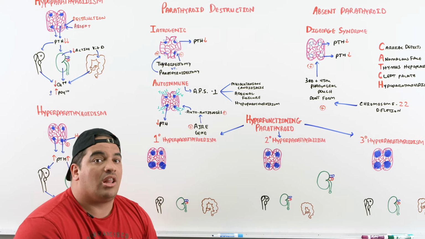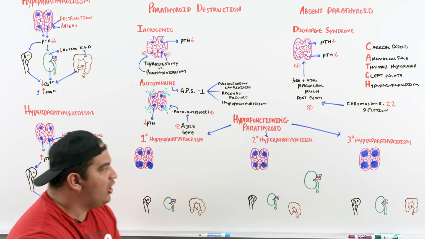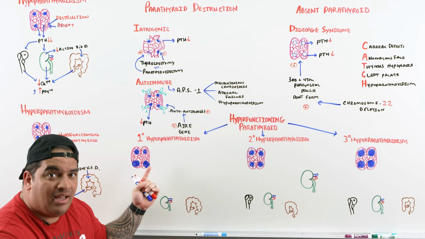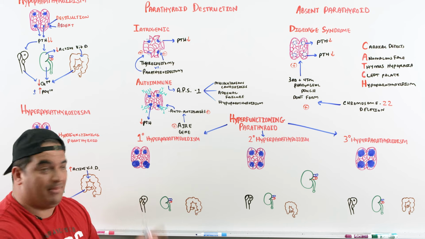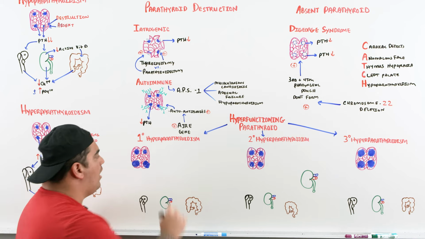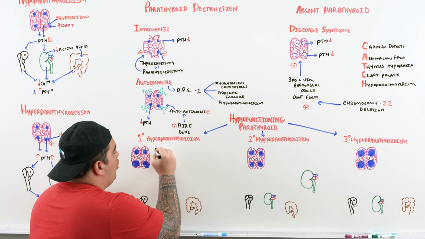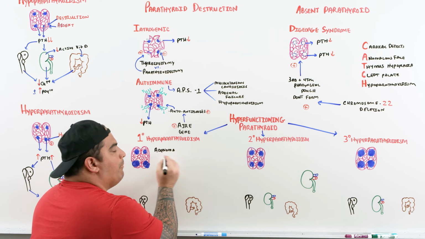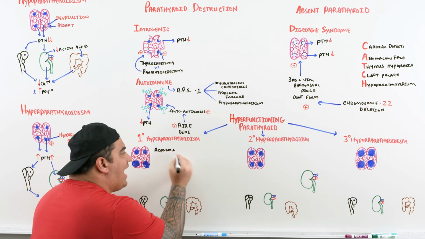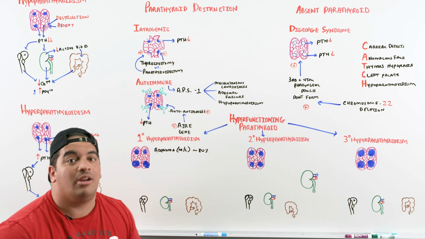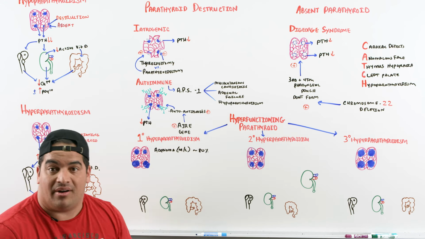Primary is by far one of the most common causes. Usually what this means is that the parathyroid gland itself is the problem. There's nothing else causing this problem. It's the parathyroid itself. And there are usually 2 big problems. One is an adenoma, and adenomas are by far the most common cause. They account for approximately 80%, if not a little bit more, of primary hyperparathyroidism.